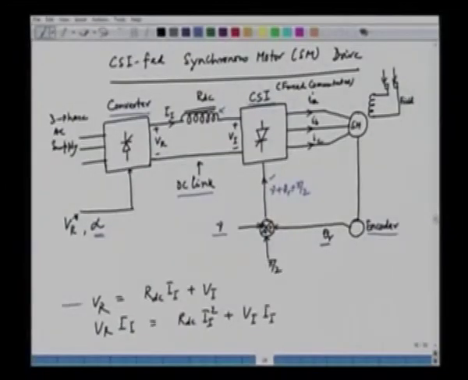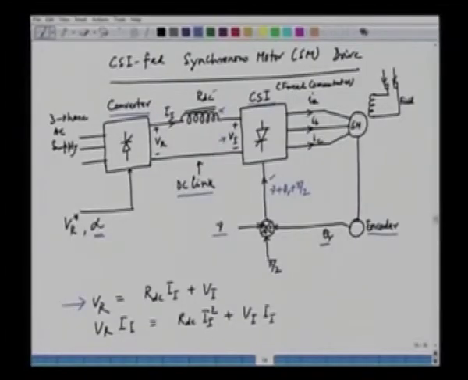Now let us see that in this DC link we can apply Kirchhoff's voltage law, that is VR is equal to RDC into II plus VI. VI is the inverter input voltage, and if we multiply both sides by II, we can say that VR into II is equal to RDC into II square, that represents the loss in the DC link. The inductor that we are using can have a resistance, that is RDC. RDC is the resistance of the DC link inductor, and RDC into II square represents the loss in the inductor, plus VI into II, that is the input to the CSI.